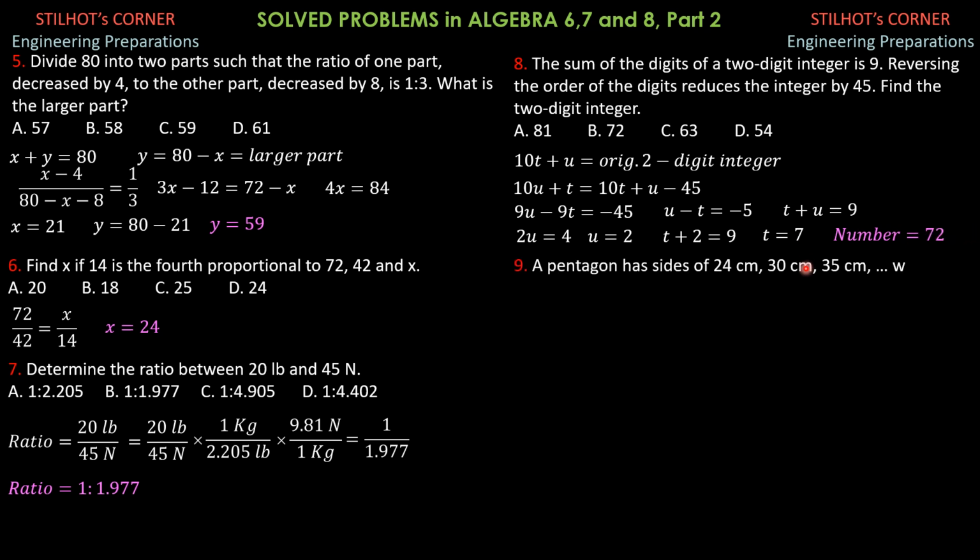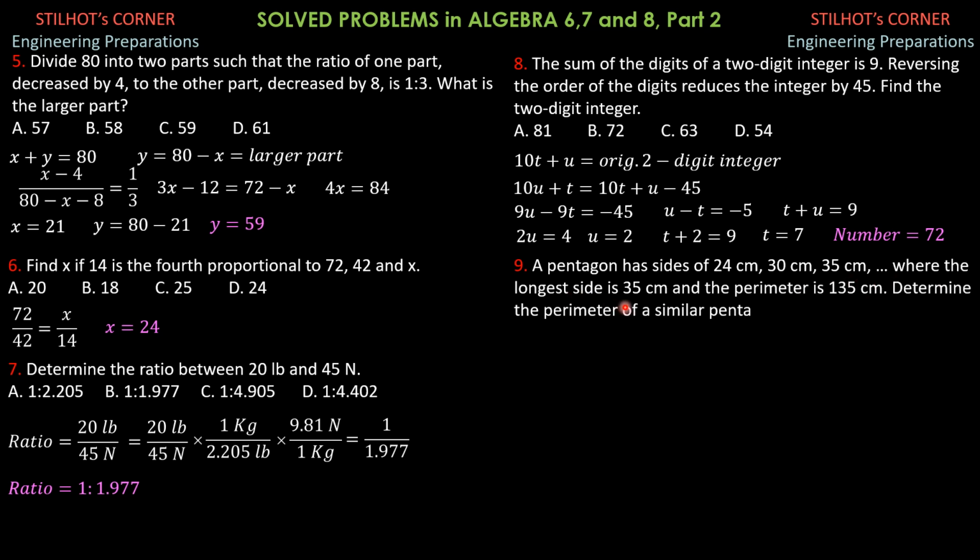Then finally, a pentagon has sides of 24, 30, 35 centimeters, where the longest side is 35 centimeters and the perimeter is 135 centimeters. Determine the perimeter of a similar pentagon if the longest side is 72 centimeters. Since we are setting up the ratio of the perimeters, for similar geometric shapes, the ratio of the perimeters is also the corresponding ratio of sides.